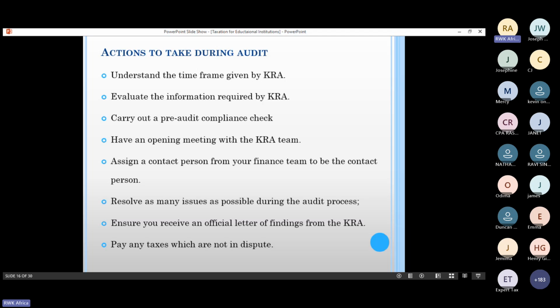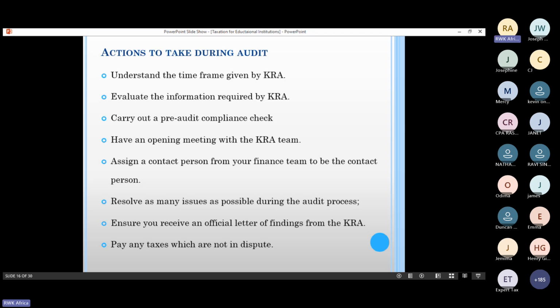Number two, evaluate the information required by KRA. During the KRA audit, they will send an email with the letter and they will highlight all the documents they require. So it's good to evaluate and make sure all the necessary documentation required is available. Then carry out a pre-audit compliance check. They have requested your ledgers, your bank statements. Ensure that you have an audit to check what tax implications will arise from this audit. So before you hand over the documents to KRA, you are aware this is the tax position that we are in, and these are the taxes that might result from this audit.